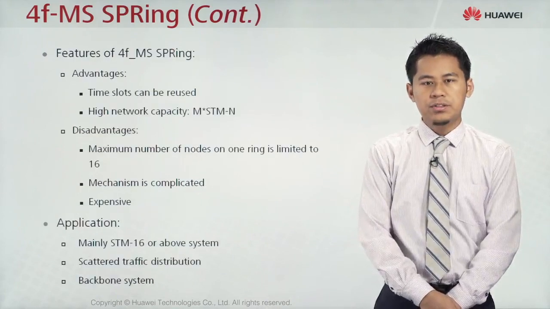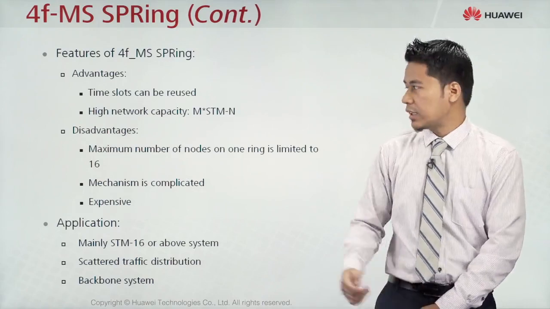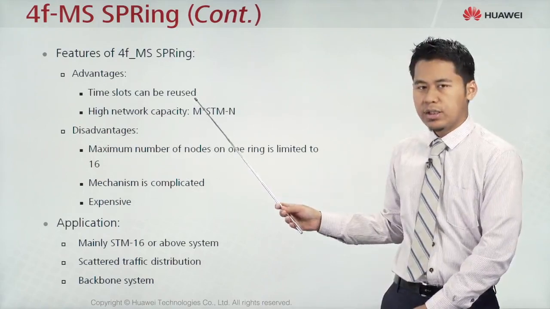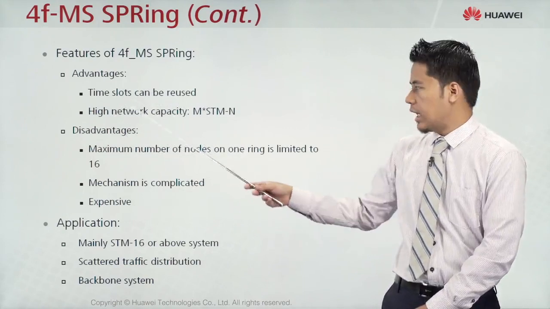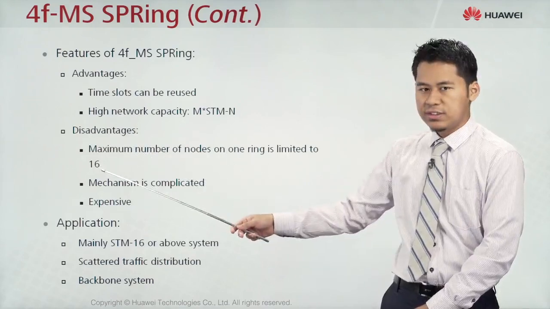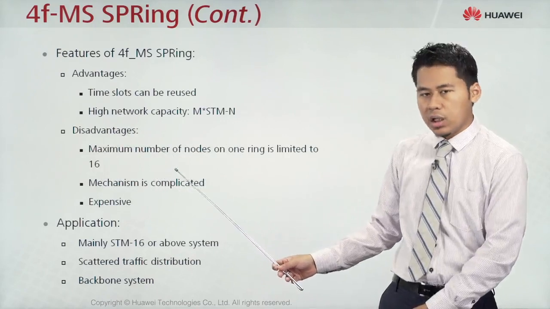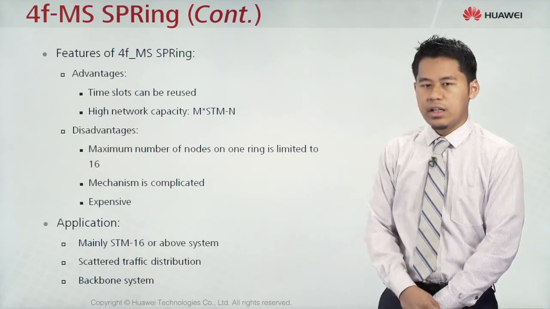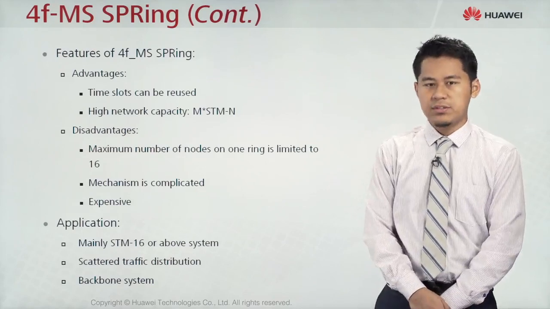So here will be the features of this 4-fiber MS experience. The advantages, as you can see, the time slot can be reused as well, similar to the previous. And here will be the high network capacity. Disadvantages, the maximum number of nodes in one ring is limited to 16 only. The mechanism, of course, is too complicated, and you need a lot of experience to handle this kind of equipment and also this kind of protection. And of course, this protection is very, very expensive.